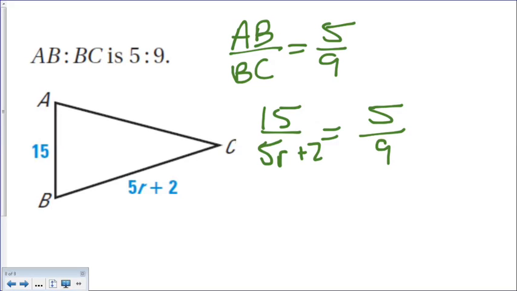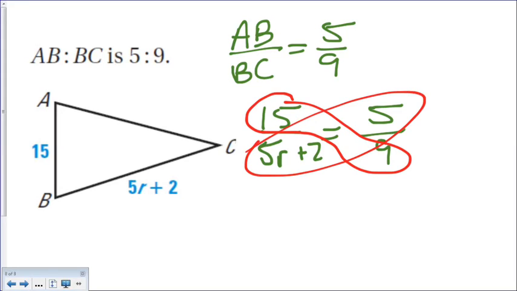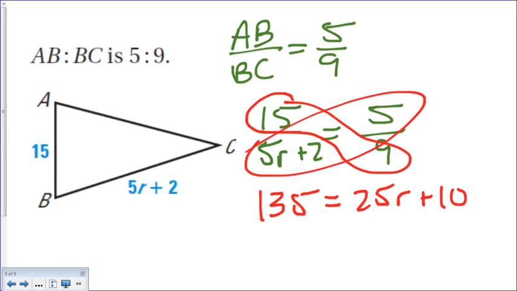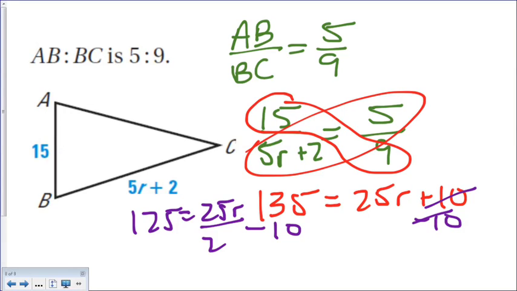And just for the purists out there, I'll go ahead and do cross multiplying. Why not? Doesn't hurt me. All right, 15 times 9 is 135. 5 times 5r plus 2 is 25r plus 10. Okay? Combine like terms, subtract 10. 135 minus 10 is 125 equals 25r. Divide by 25. And r is going to equal 5.